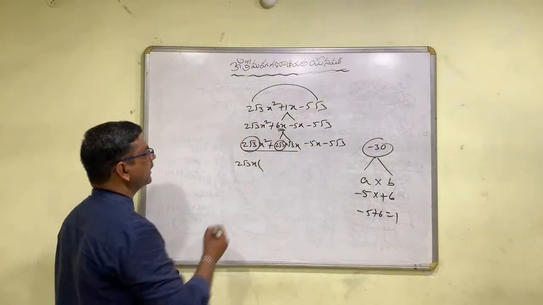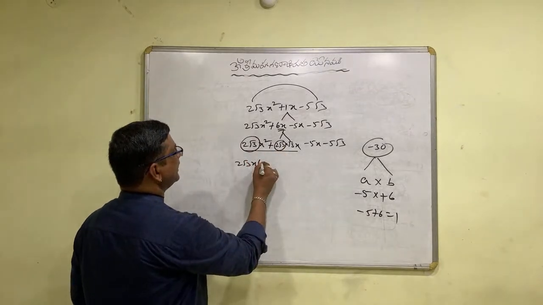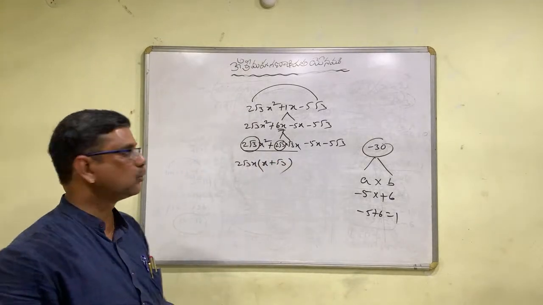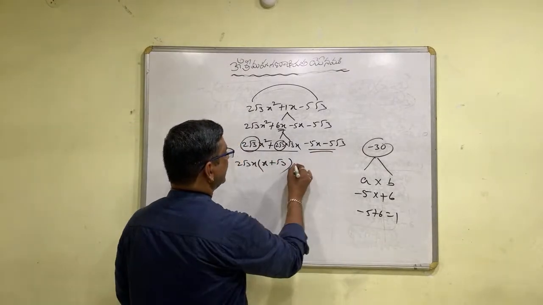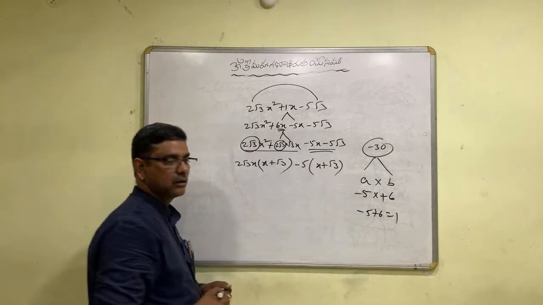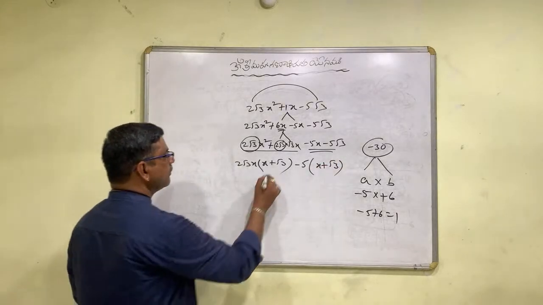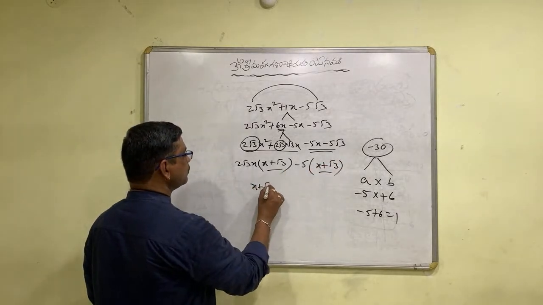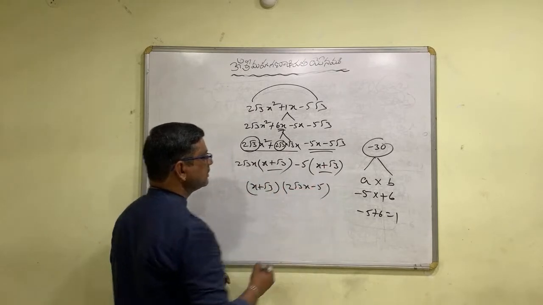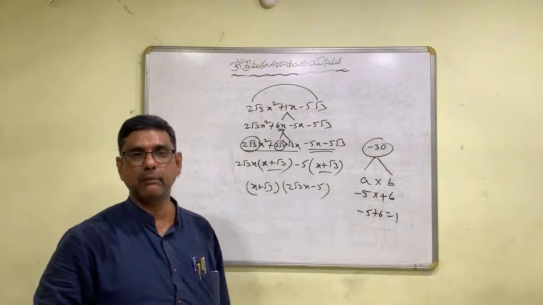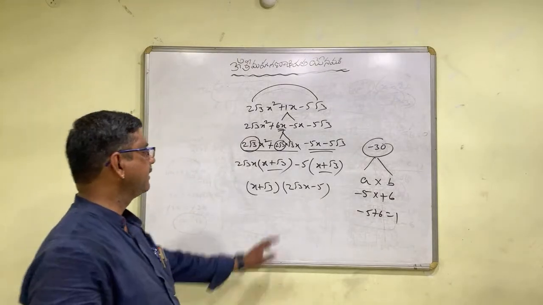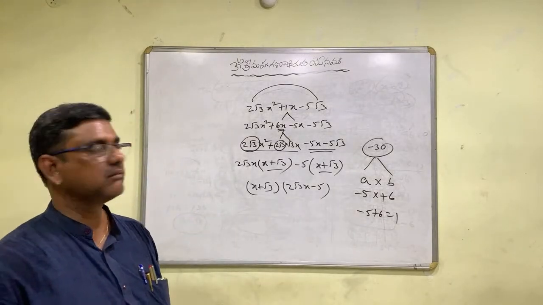So 2 root 3x common, remaining is x plus root 3. And here I can take minus 5 common, remaining is x plus root 3. Now if I take x plus root 3 common, here 2 root 3x minus 5. So the factors are x plus root 3 into 2 root 3x minus 5.